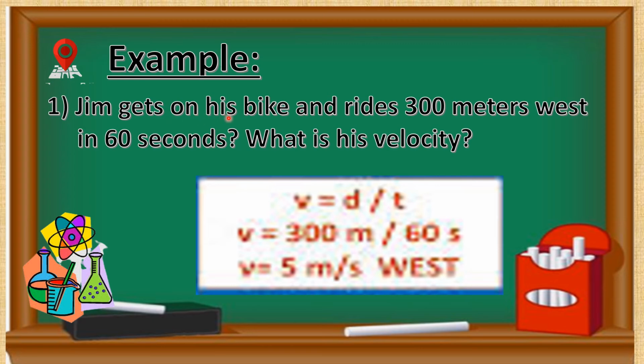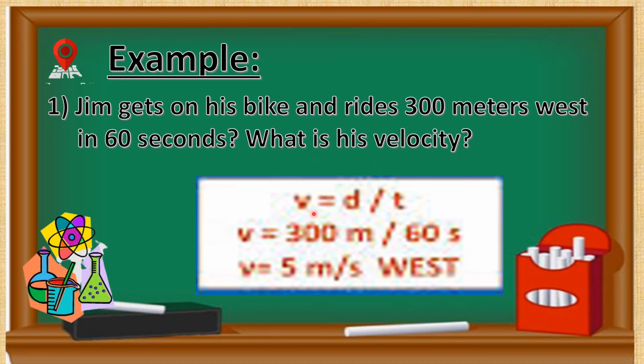So Jim gets on his bike and rides 300 meters west in 60 seconds. So 300 meters is the distance, and there is a direction, and 60 seconds here is the time. So the displacement is 300 meters. Why is it displacement? Because it has direction, because displacement is a vector quantity. So 300 meters west is the displacement, and 60 seconds is the time. The question here is, what is his velocity? How can we get the velocity?